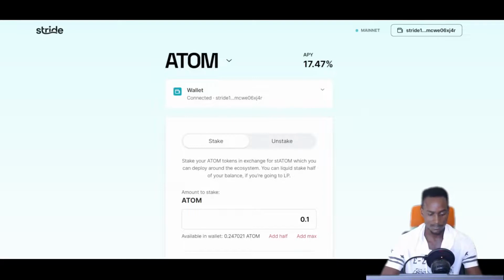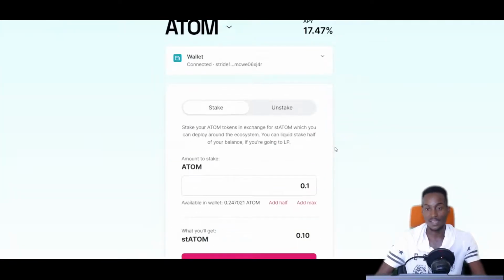Okay, I think I typed in the right code. Yeah, thank goodness. Okay, so this is actually the first time I'm doing this, guys. So let's see. On this wallet, I staked most of my Atom, but you can see I still have 0.24 Atom available. So we're going to try to stake this 0.1 Atom.